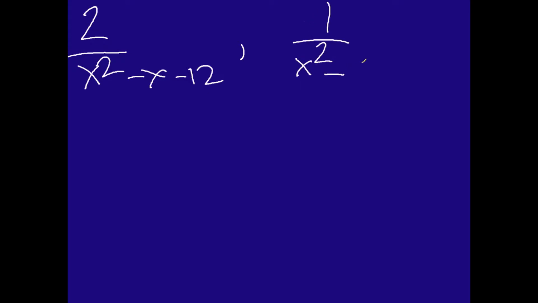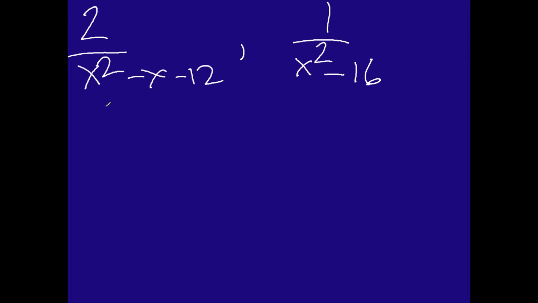So let's say I have the following two rational expressions. I have 2 over x squared minus x minus 12, and then a little comma to separate them, 1 over x squared minus 16. So these are my two rational expressions, and I need to find the least common denominator that these two have in common.